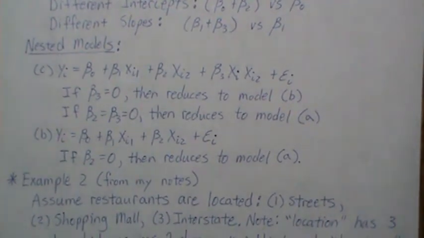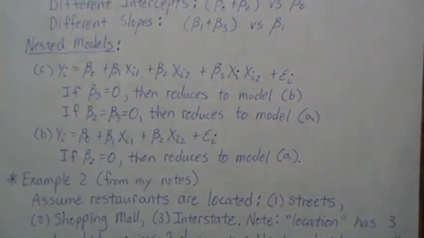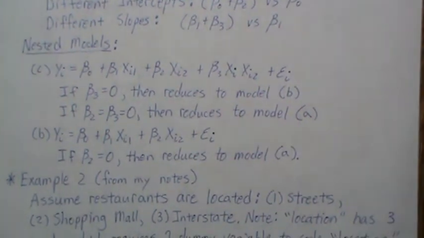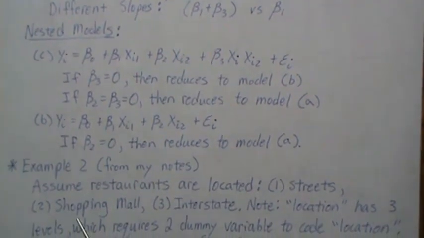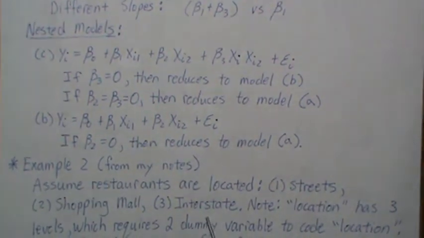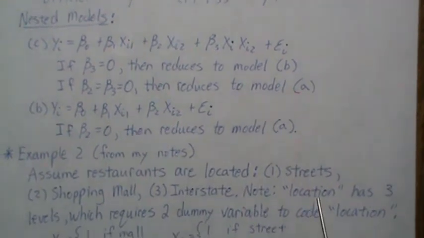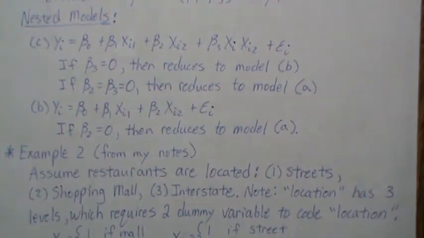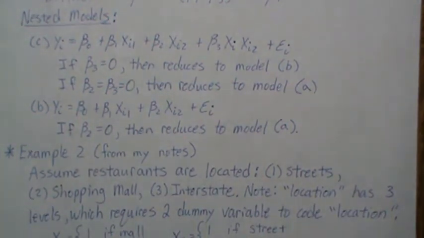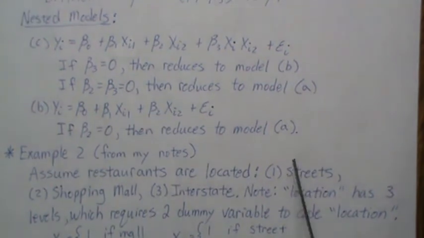So Y is going to be the sales of the restaurant. X1 is going to be how many households are in the restaurant's area, but for location, we're going to assume that we have street restaurants, we have restaurants in a shopping mall, and we have restaurants near an interstate highway. So note that location has 3 levels, right? Street, shopping mall, and interstate. So this is going to require 2 dummy variables to code location. So however many levels there are, you use 1 less dummy variable to code it, okay?